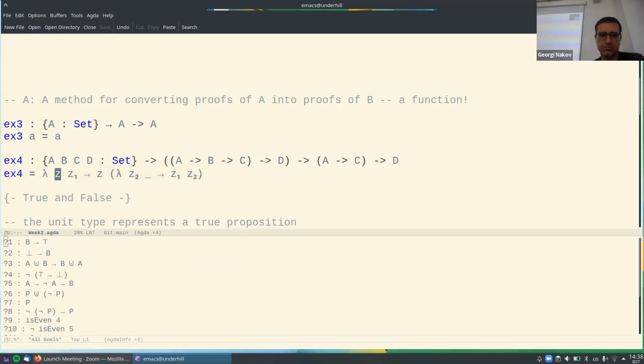Okay, it doesn't pick very nice names. Yeah, right. So, GA.